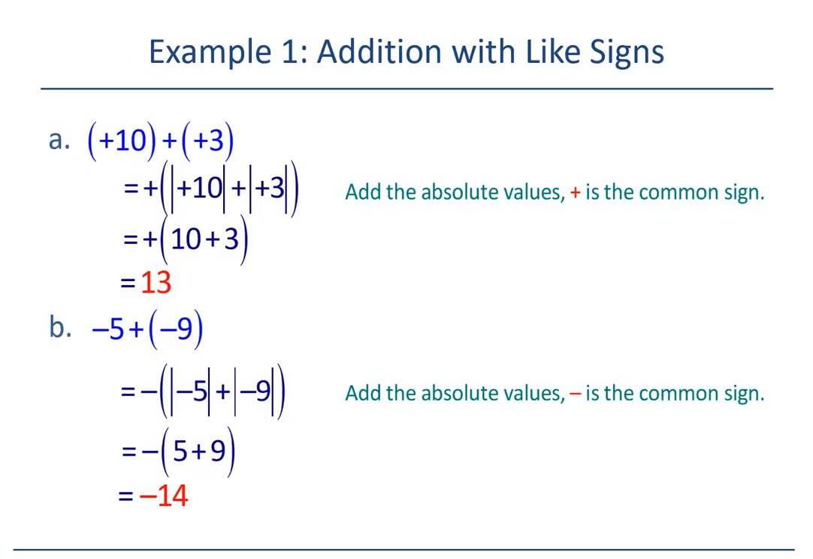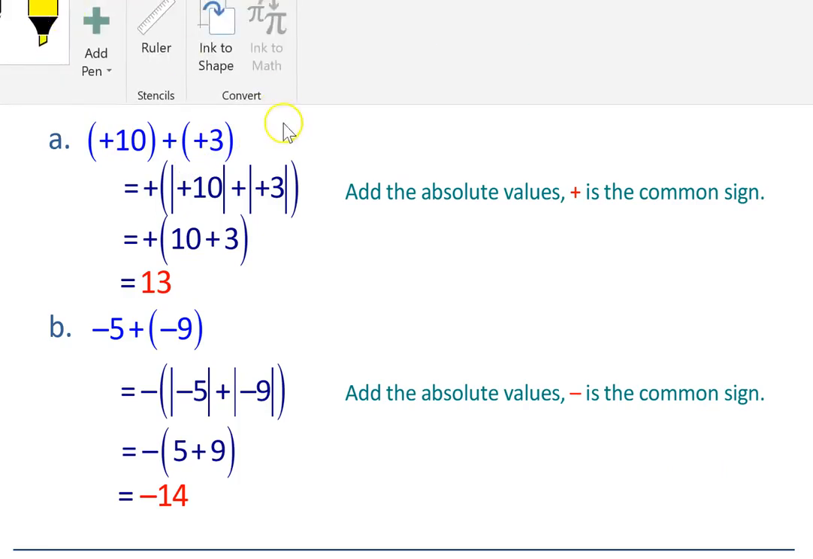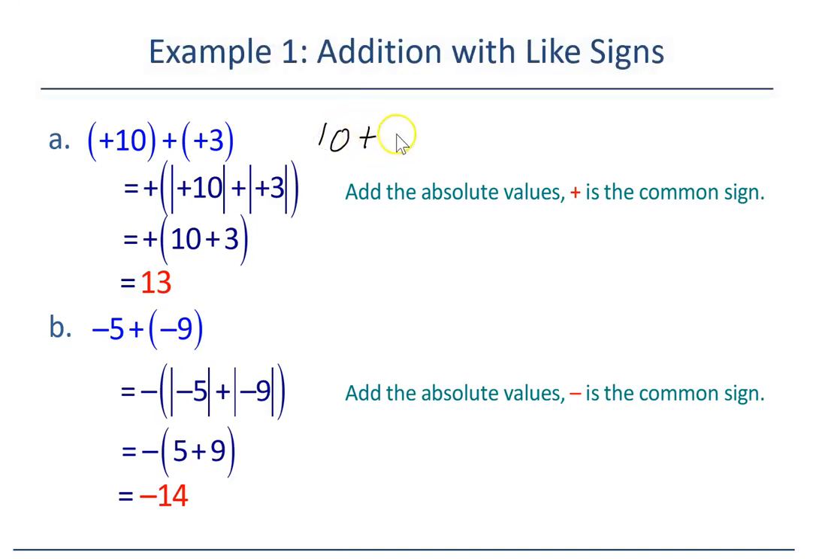Okay. Here we've got example 1, addition with like signs. Notice we've got the positive 10 plus 3. Remember, that looks really messy, okay? So this is what you're seeing. This is it right here, just 10 plus 3. That's it. You've done that plenty of times. They're making it look very messy here, but I just don't want you to get lost in the weeds. This is just 10 plus 3, which you know is going to be 13, okay?